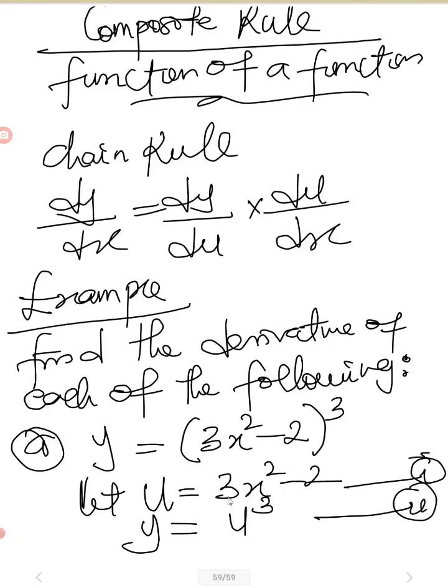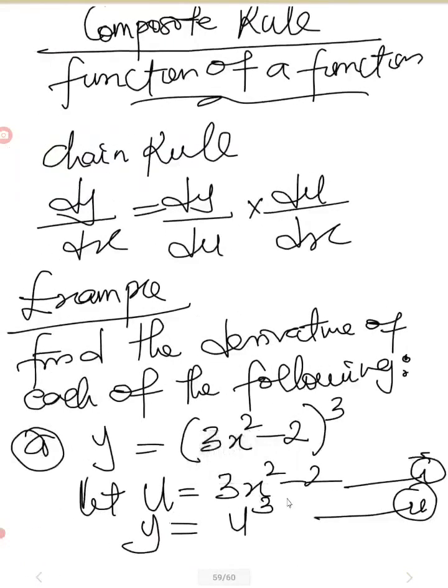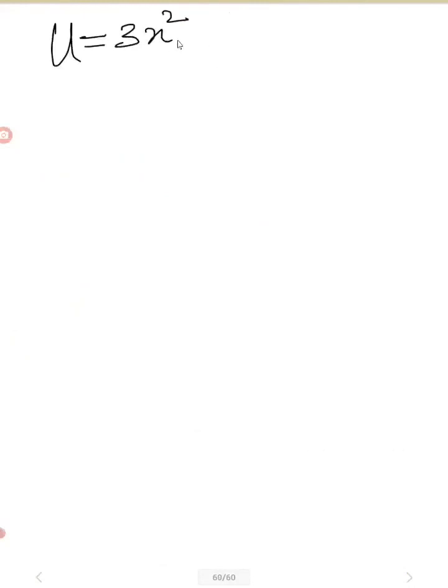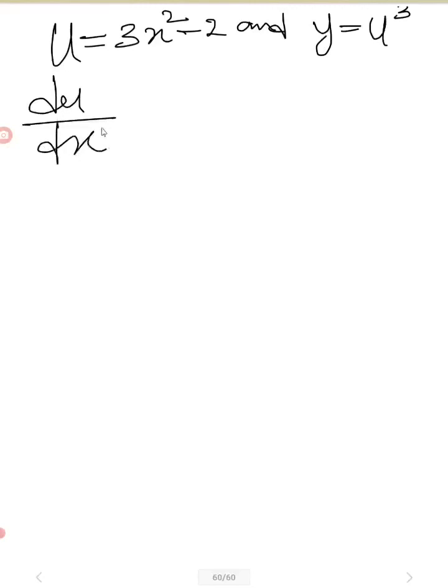That is just the reason. So therefore, if our u is 3x squared minus 2, and y is equal to u raised to power 3. Now, the first thing you do, you differentiate this u with respect to x, which will give you 6x.